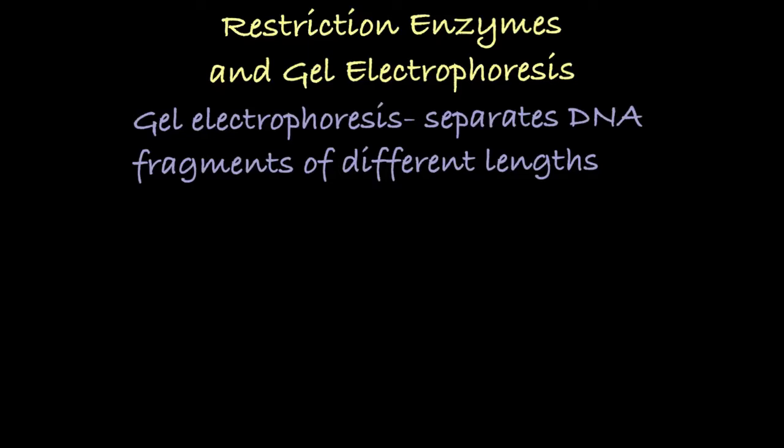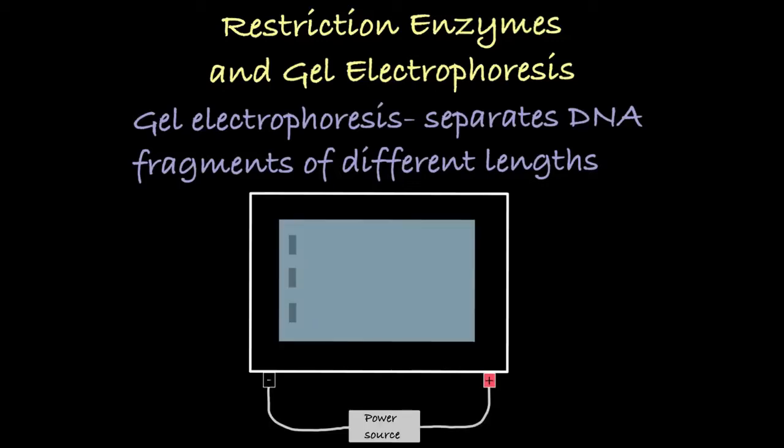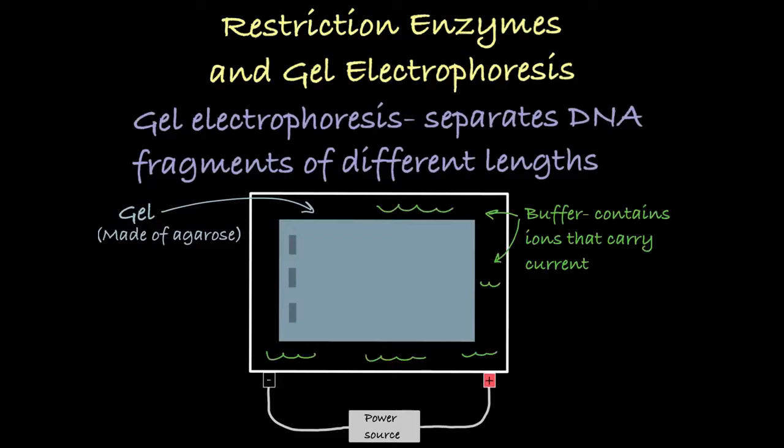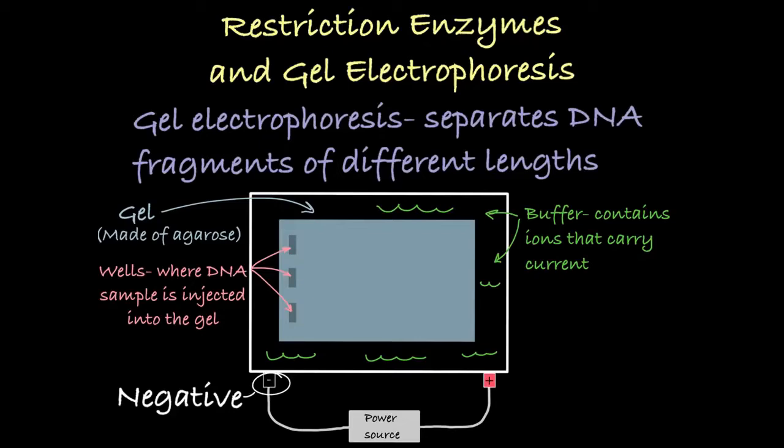How do I do that? So this procedure uses a gel, usually made of agarose, that is placed in a buffer that has ions that can carry current. The gel contains indentations called wells, where we inject the DNA sample that we want to separate. We then apply an electric field that has a negative pole on the side of the gel with the wells and a positive pole on the other side of the gel.